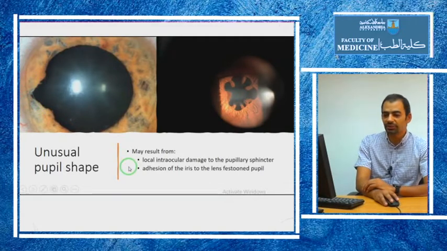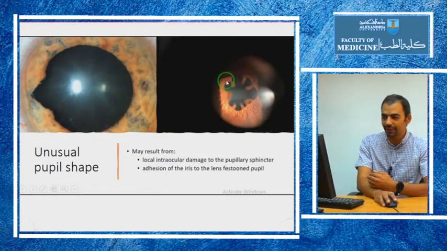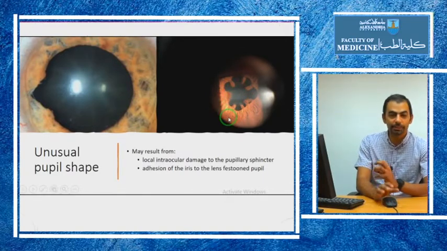Or it may result from what we call the posterior synechiae, or adhesions between the iris and the anterior lens capsule. So this patient had a previous uveitis and he developed some adhesions between the iris and the capsule at those points. So the normal parts which are not affected by the adhesions can dilate properly, but the parts with the adhesion cannot dilate, and this gives rise to this festoon pupil. Festoon means scalloped.